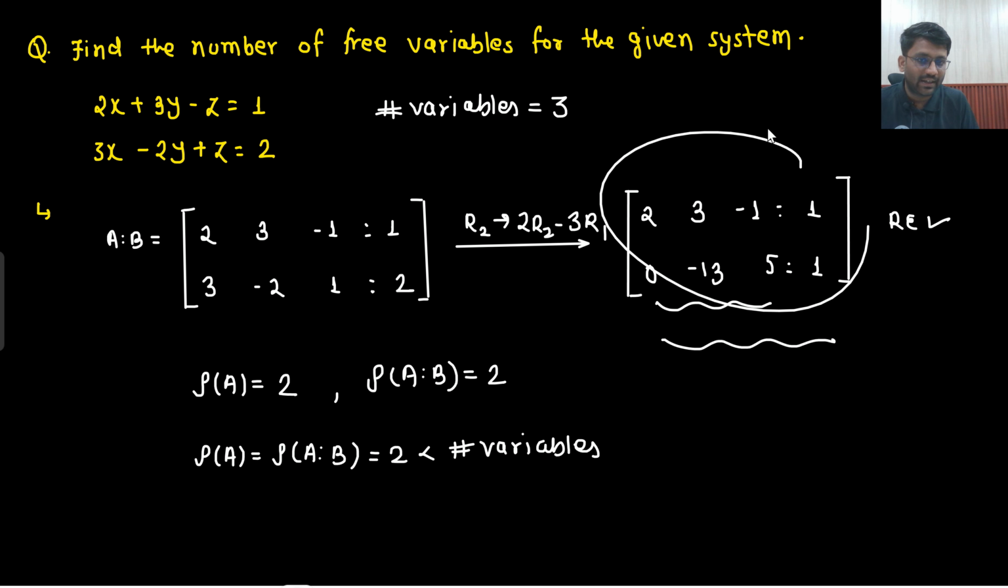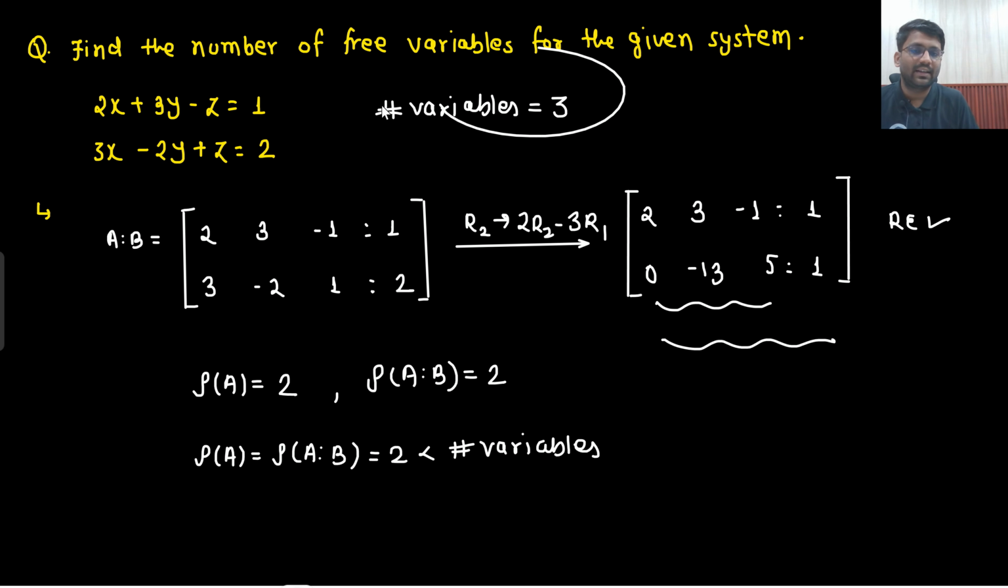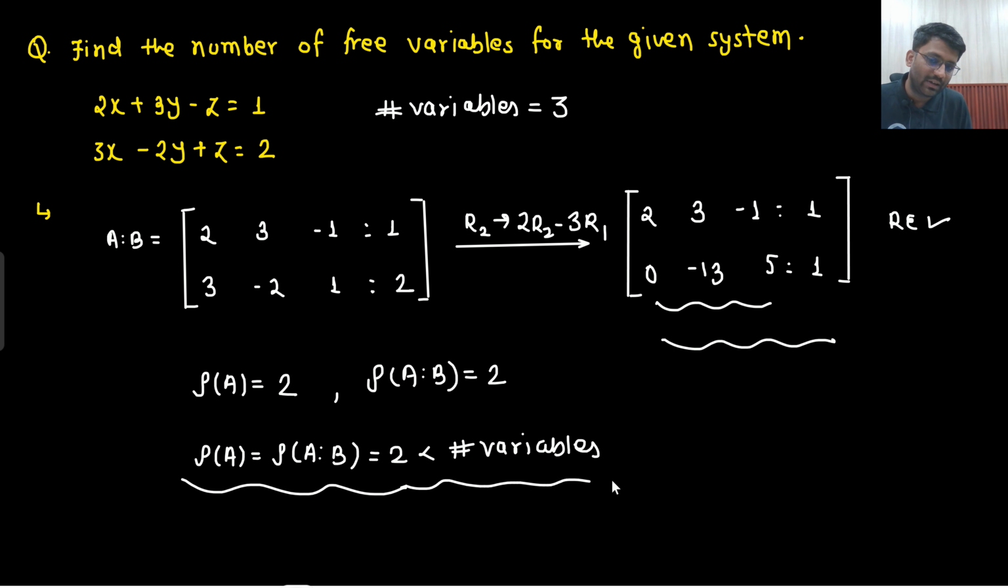So effective equations are 2. Number of variables are 3. So one free variable would be there, or you can simply say rank of A is coming out to be 2, rank of A augmented B is also coming out to be 2. Both are the same, but the rank is less than the number of variables. 2 is less than 3, and if this is the condition, then what does this condition represent? This will represent infinite or non-trivial solutions.